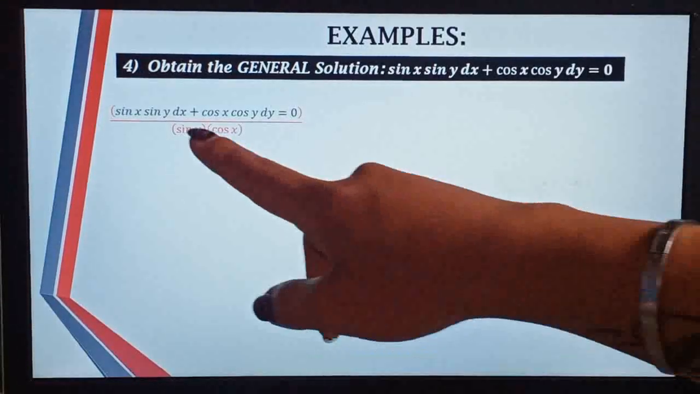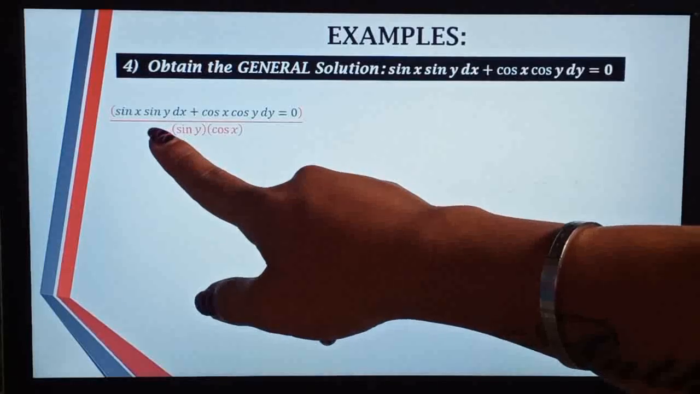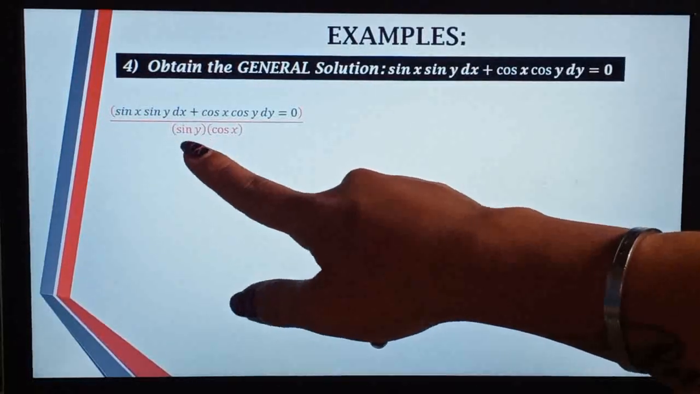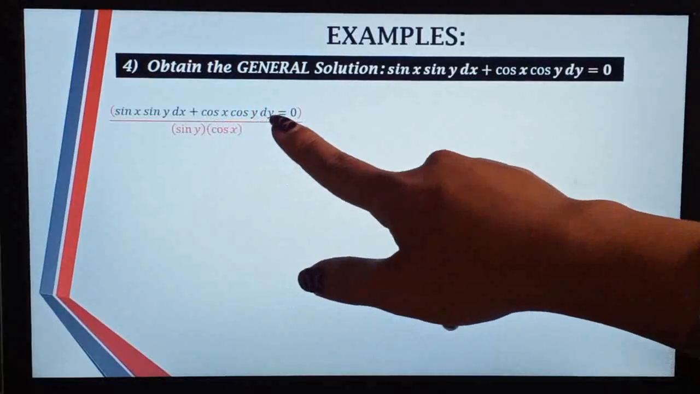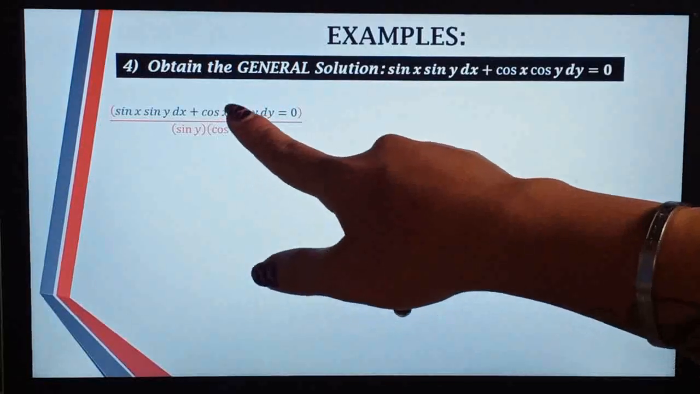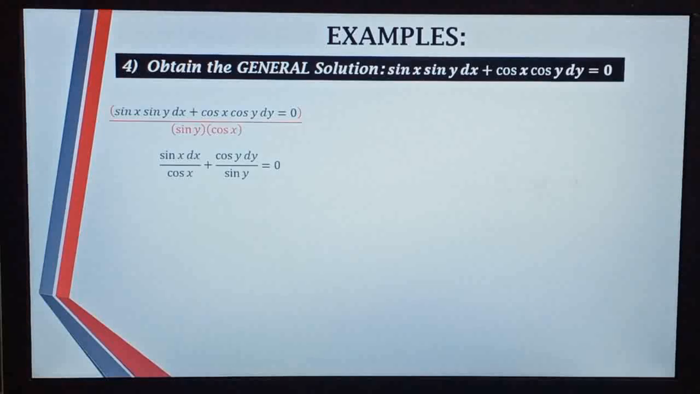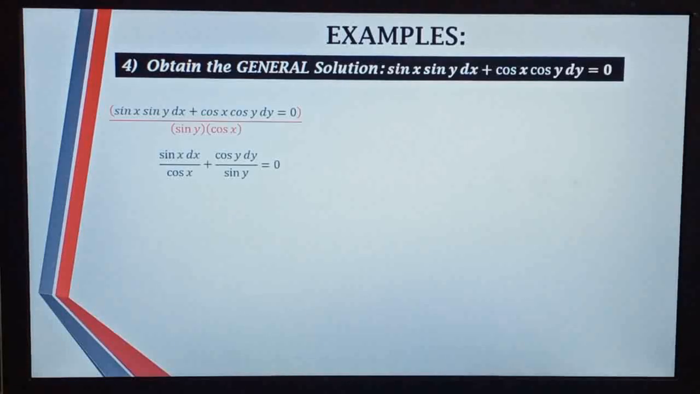Why? Kasi dito, this is dx, so kailangan matanggal si sine of y. So we have to divide the equation by sine of y. Tapos, dun sa second term, this is dy. So we have to divide the equation by cosine of x. So pag na-divide na natin yung equation, ang mangyayari na ngayon, we will now have sine of x dx over cosine of x plus the cosine of y dy over the sine of y equated to 0.